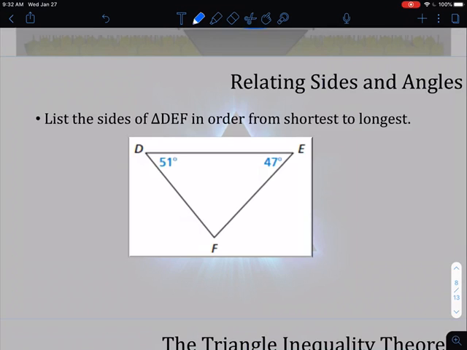Again, we can do this with our angles first. In this case, they want us to say the sides in order from shortest to longest. We're going to start with the smallest again. Now, looking at this picture, I know 2 of the 3 angles. I need to find that third angle before I can start putting things in order. So this is where we use that 180. All 3 angles have to add up to 180. So if I take 180 minus 51 minus 47, I get my final angle in the picture, which in this case would be 82.